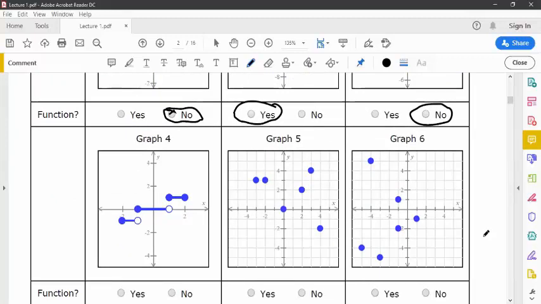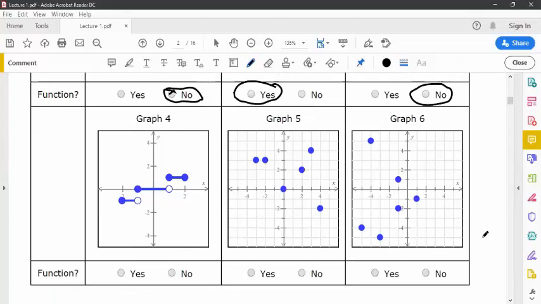So graph 4, the open circle, the white one that's not filled in, represents a starting point but doesn't include that point. So even though it looks like when I draw the vertical line through this, it intersects it in two places, it doesn't, because the open circle does not include that actual point. Therefore, since I can't draw a vertical line anywhere where it would intersect the graph in more than one place, this would be a function.